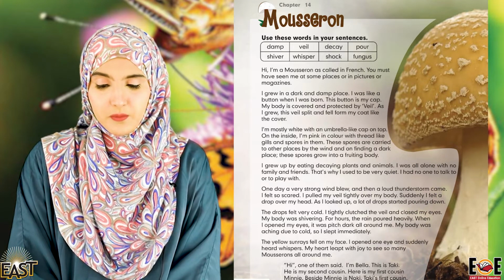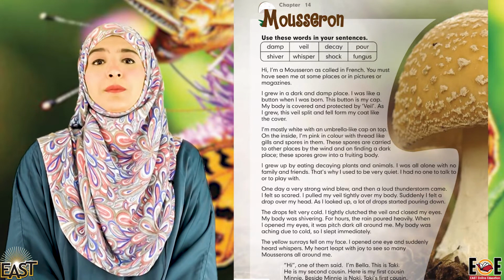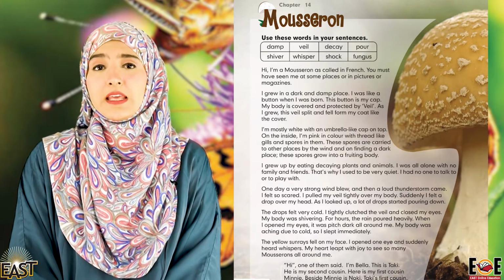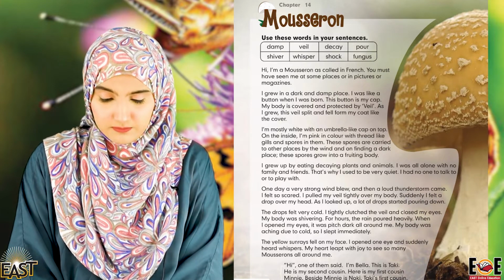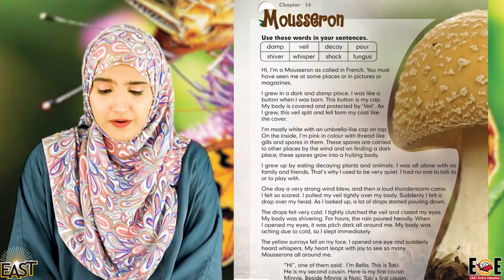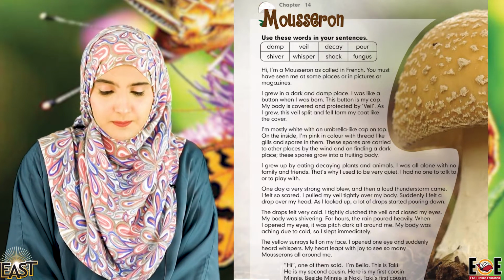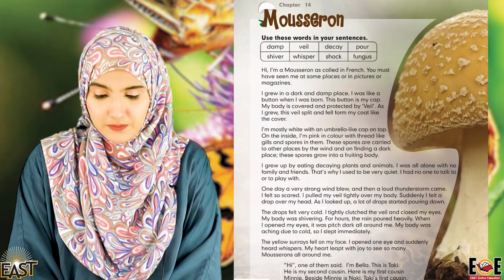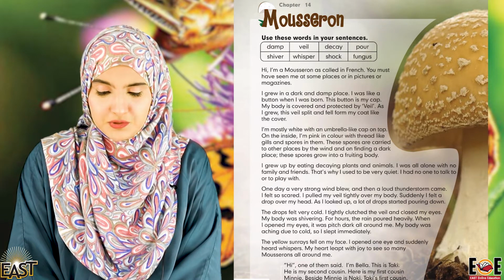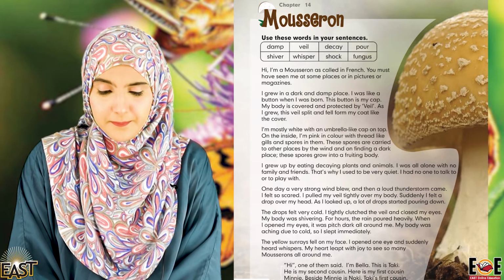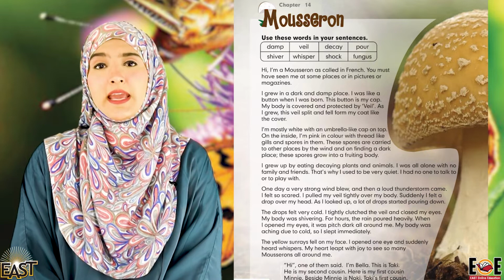उन्होंने क्या किया, अपना वेल अपनी बॉडी पे कवर कर लिया और उन्होंने फिर फील किया उन पे ड्रॉप्स पानी के आने लगे and then those drops started to increase. The drops felt very cold. I tightly clutched the veil and closed my eyes. My body was shivering for hours. The rain poured heavily. When I opened my eyes, it was pitch dark all around me. My body was aching due to cold, so I slept immediately.